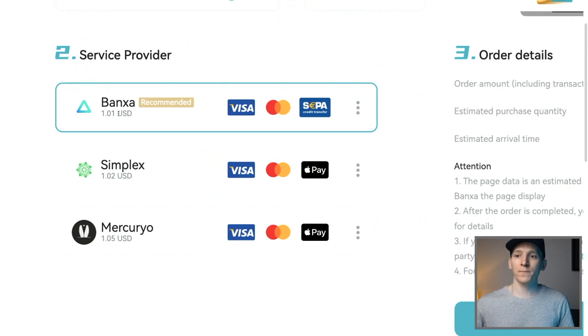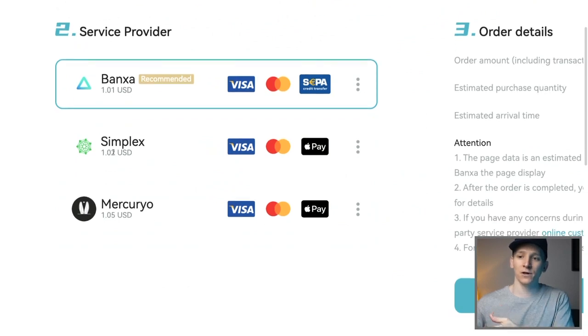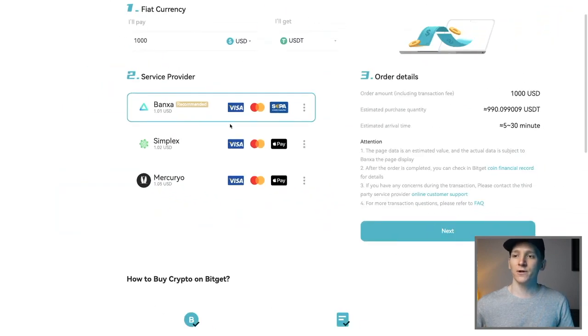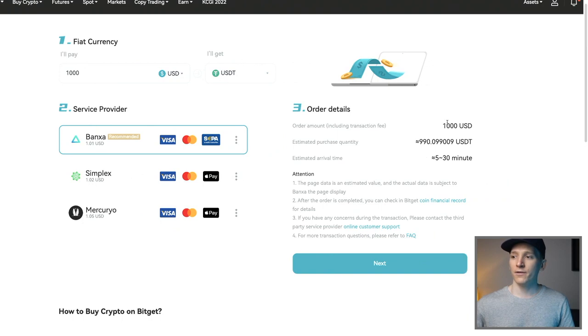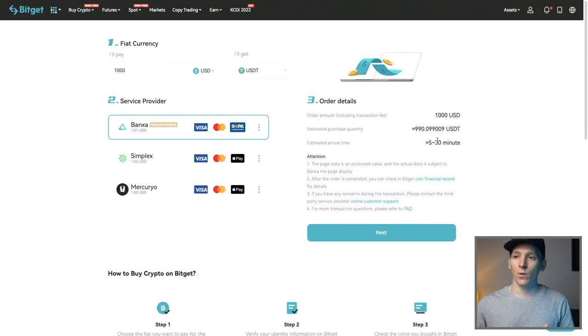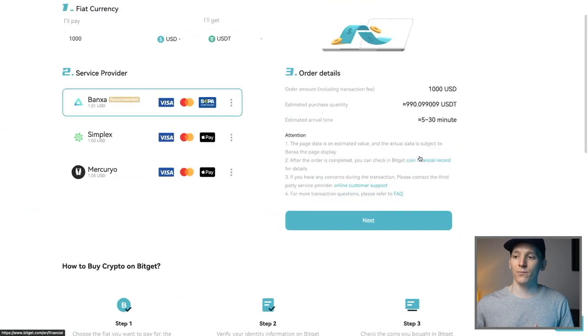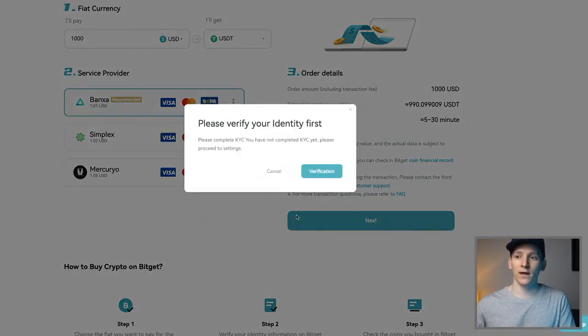So you want to choose Banxa really here, because Simplex is charging you 2%. This one is charging you 5%, as you can see. So it should actually give you the cheapest at the top and then recommend that. Now, like you can see here, $1,000 in gives you 990 USDT. So you are paying 1% as a fee here, but that's the easiest way in, and the estimated time of arrival is 5 to 30 minutes.